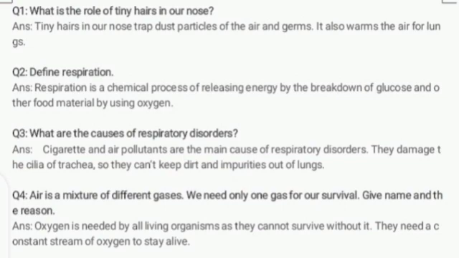Question number 2. Define respiration. Respiration is a chemical process of releasing energy by the breakdown of glucose and other food materials by using oxygen.